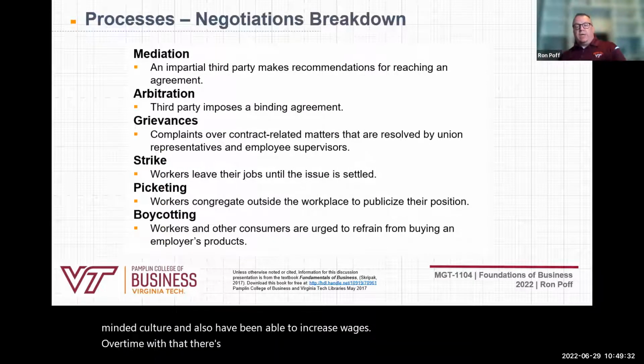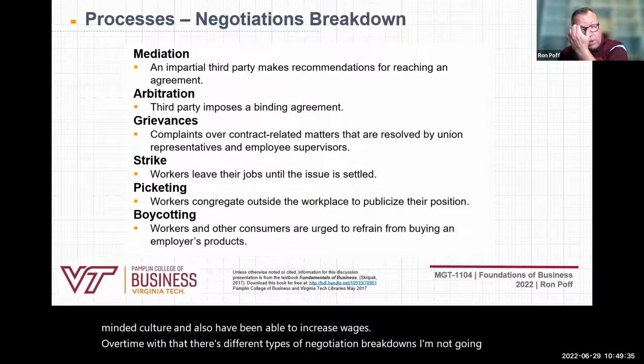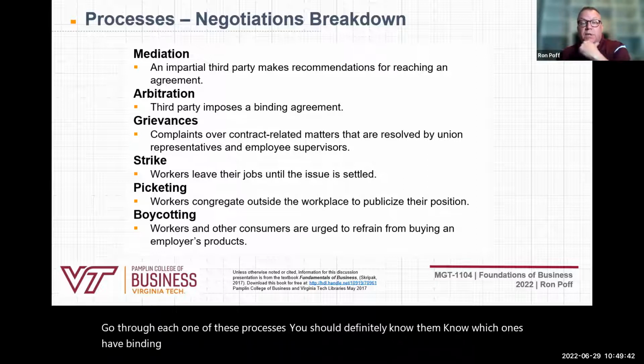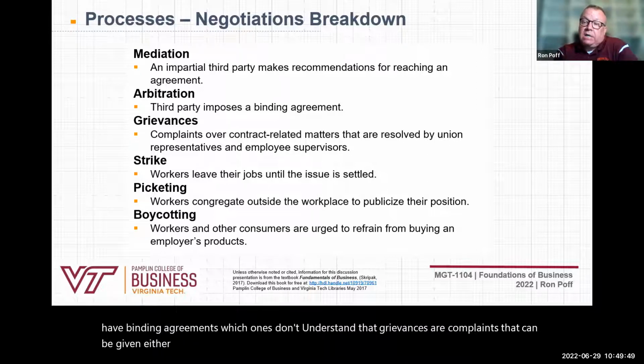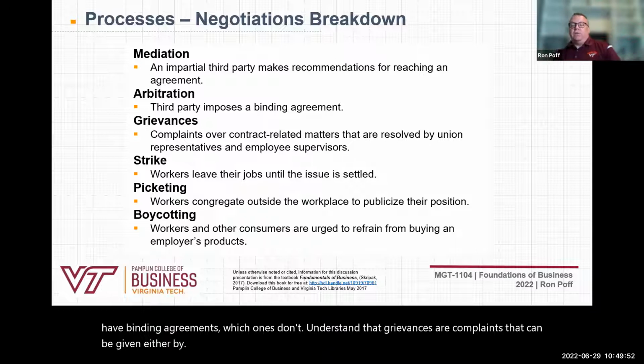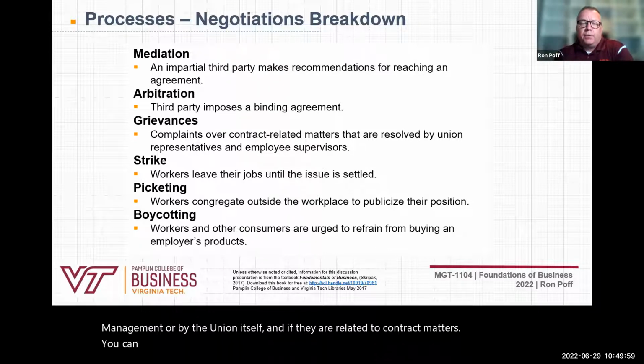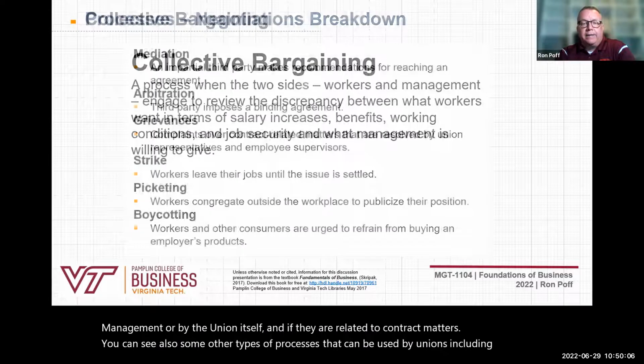There are different types of negotiation breakdowns. I'm not going to go through each one of these processes. You should definitely know them, and know which ones have binding agreements and which ones don't. Understand that grievances are complaints that can be given either by management or by the union itself, and they are related to contract matters. You can see also some other types of processes that can be used by unions, including strike, picketing, and boycotting.